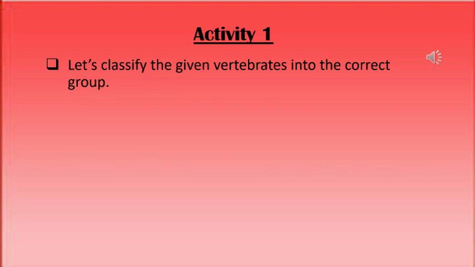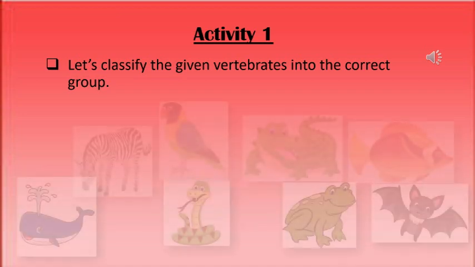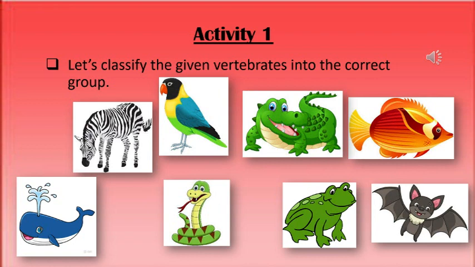Students, now it's your activity time. Let's do this activity with me. What we are going to do is classify the given vertebrates into the correct groups. I have already shared the characteristics of the vertebrates with you. You are going to use those characteristics to classify these animals into the correct groups. So here are the pictures of the animals, and we are going to classify them into different groups.